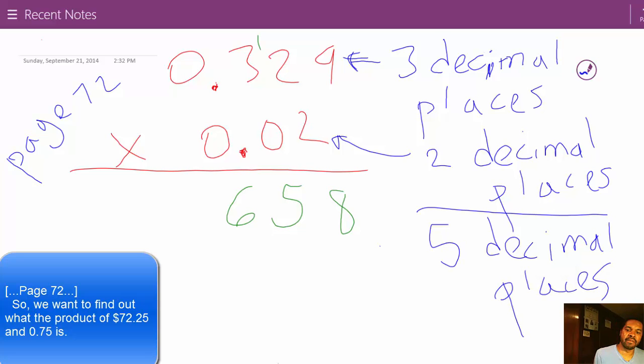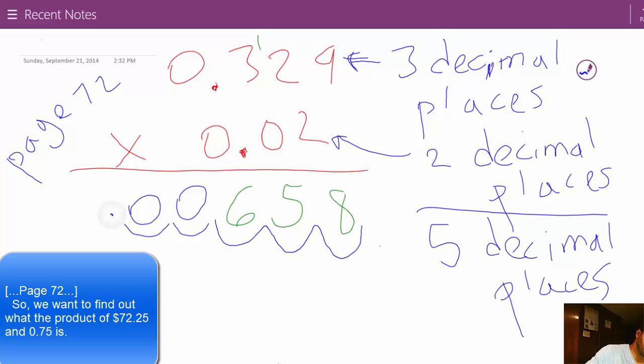So in all we have 5 decimal places, which means we start with our end point here. Look at 658 as a whole number. We go back 1, then 2, then 3, but we need to go back 5. So I need some more zeros. This is 4 places back, and now this is 5 places back, so the decimal point is right here. Alright, and then you can put this 0 there to hold the ones place.